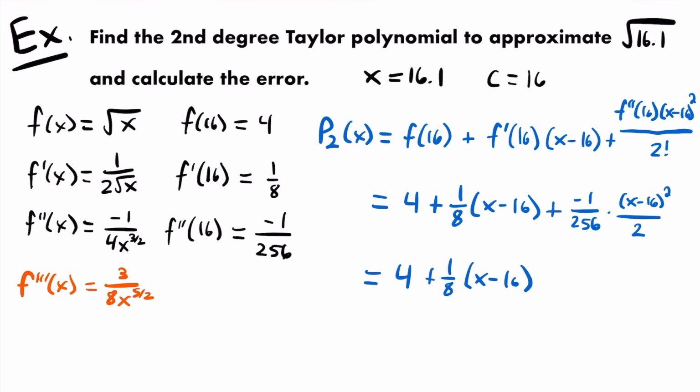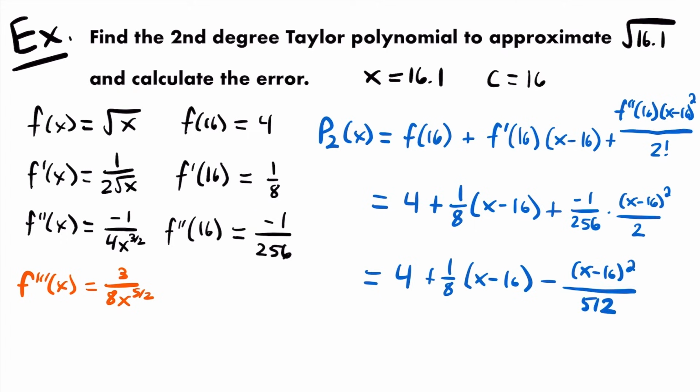All right, now if we simplify, this will be equal to 4 plus 1/8 times x minus 16 minus x minus 16 squared, right? I'm just going to move this negative out front, make this whole term negative, and then 1 times this quantity will just be x minus 16 squared. And then in the denominator, we have 256 times 2, which is 512. So we will divide by 512.